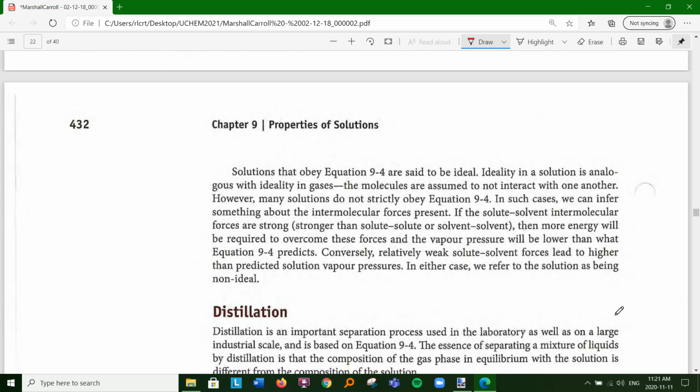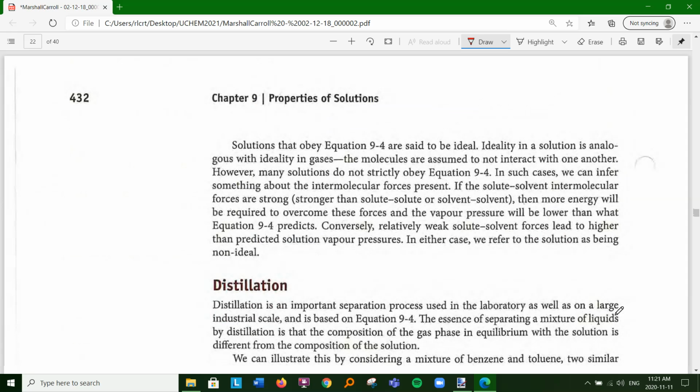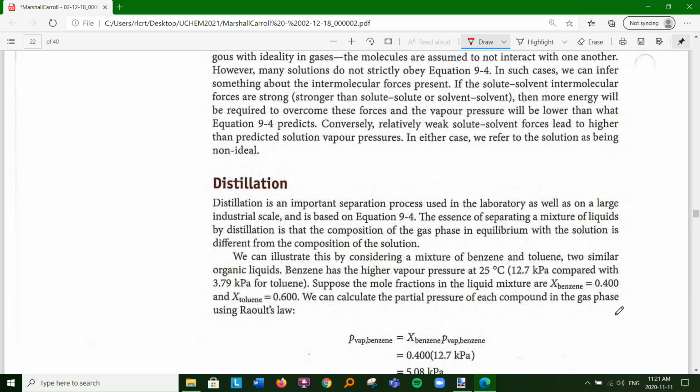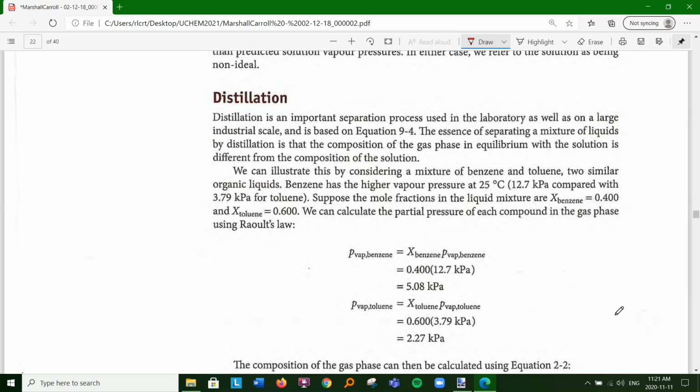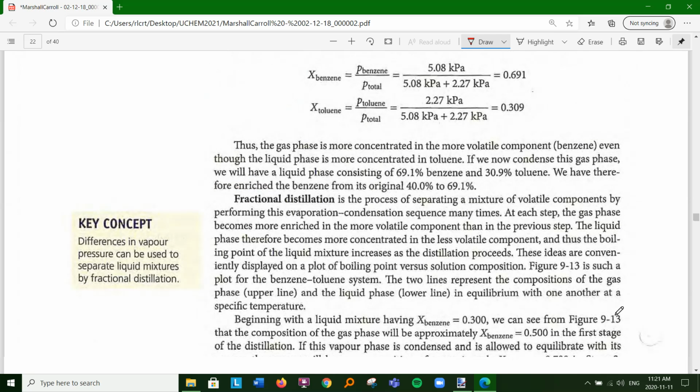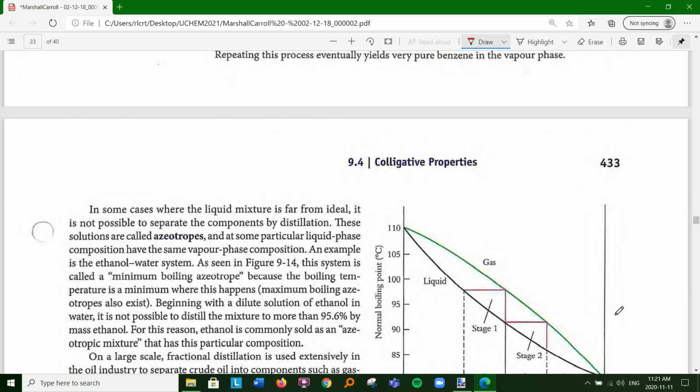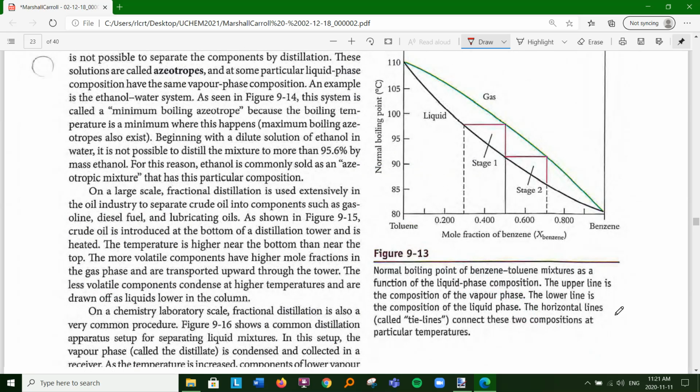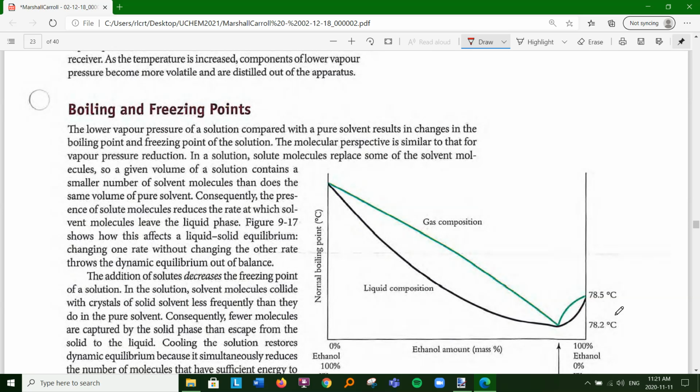The solution that we looked at is said to be ideal, and there are cases where you don't look at ideal cases, which is interesting. The distillation concept is not one that we talk about, nor azeotropes, in the class, so I'm going to omit that.